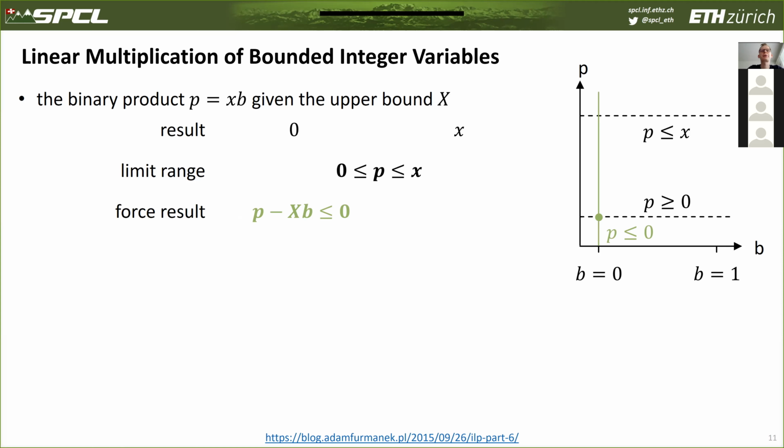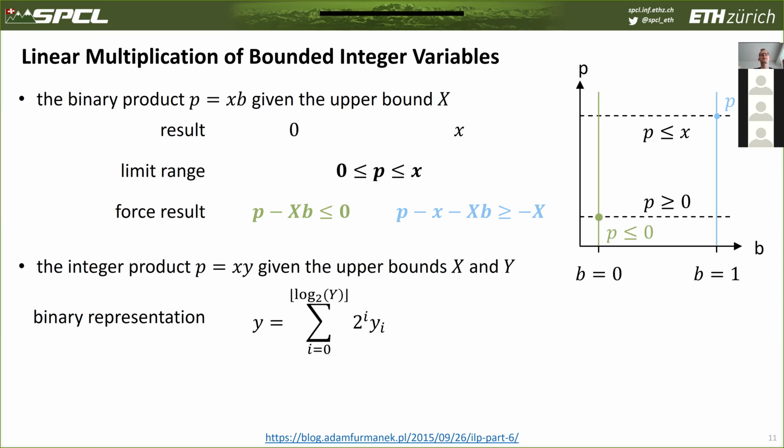The first is there to handle the case where b is 0. So if b is 0, the constraint below basically simplifies to p smaller or equal than 0. So it forces p to 0. That's exactly what we want. And we also introduce another constraint that in case b equals 1, the uppercase X's disappear, and the constraint simplifies to p larger or equal than x. So that forces p to x in the case that b is 1.